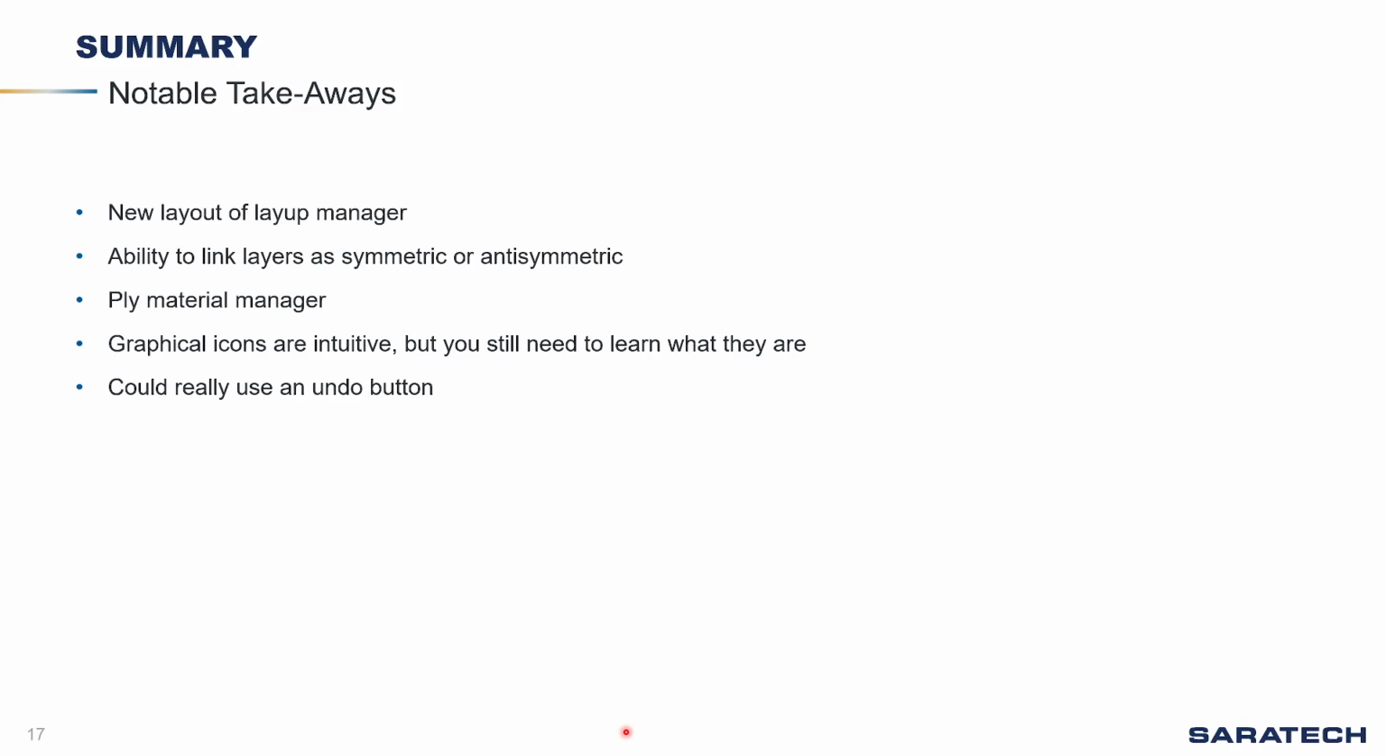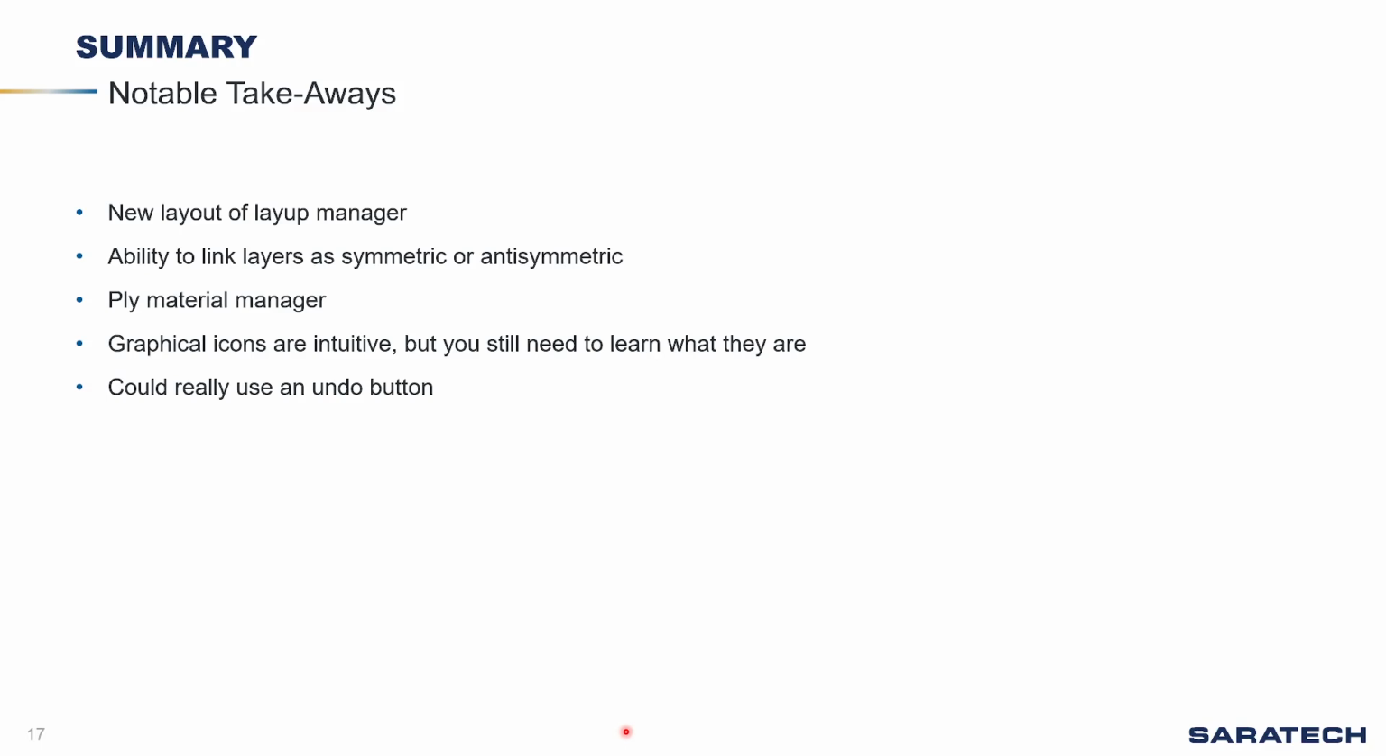The ability to link layers as symmetric or anti-symmetric is pretty handy. With them linked, you can always go back and modify things. The Apply Material Manager lets you predefine your layups in advance, so that way you only have to select them from drop-downs. You don't have to go through and copy and paste repeatedly or define them each and every time.